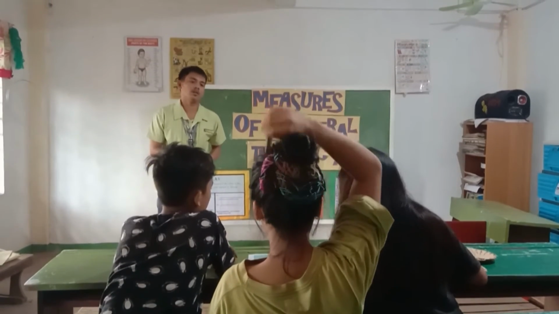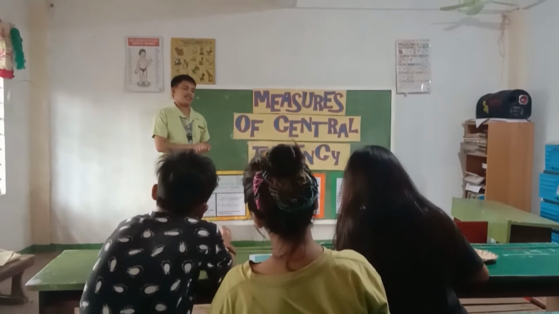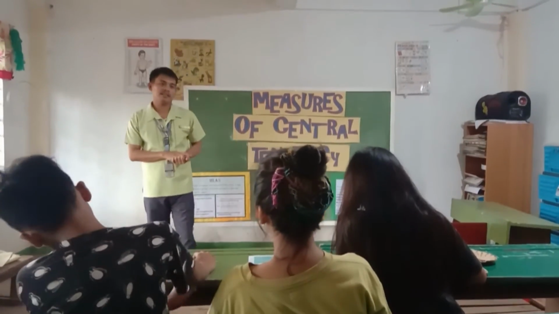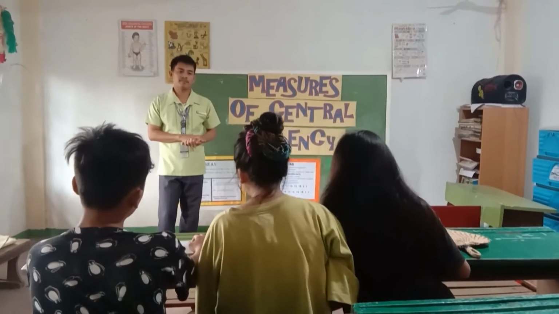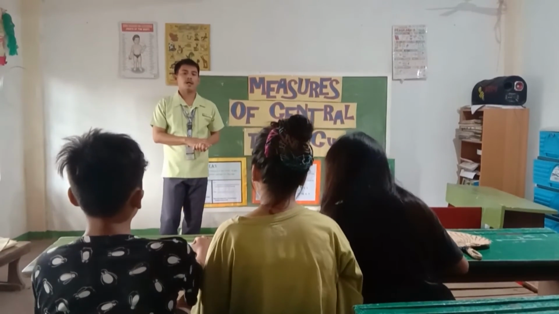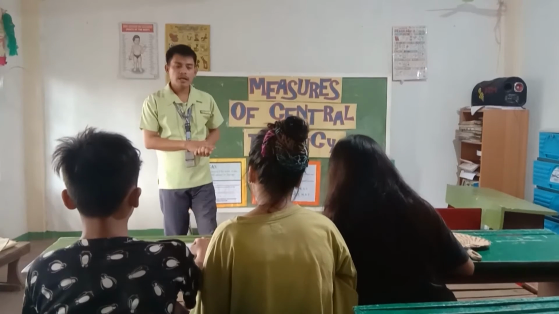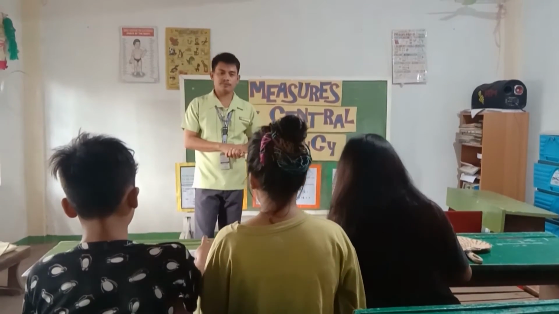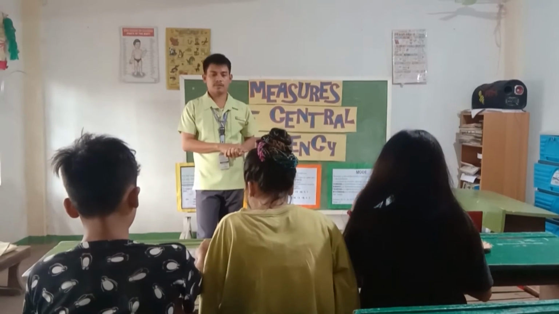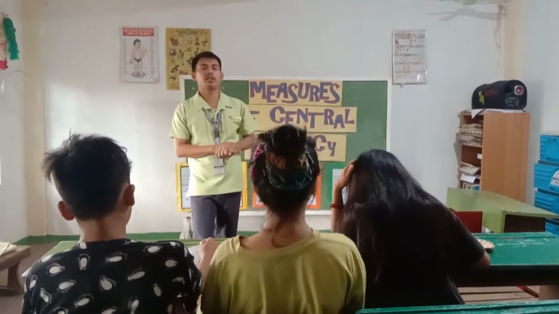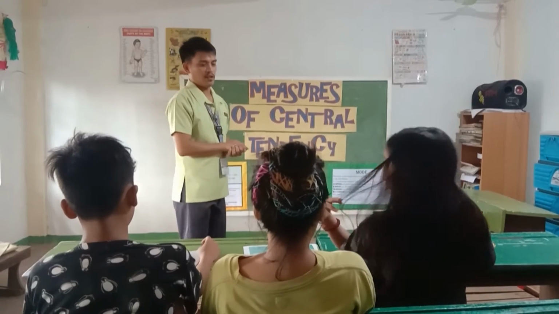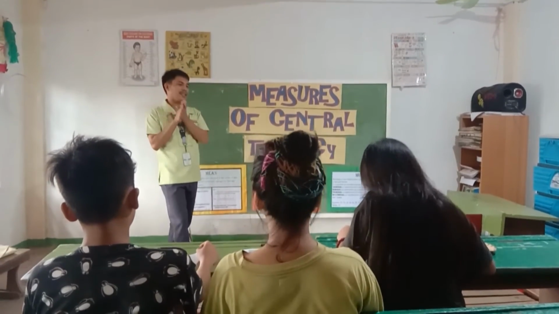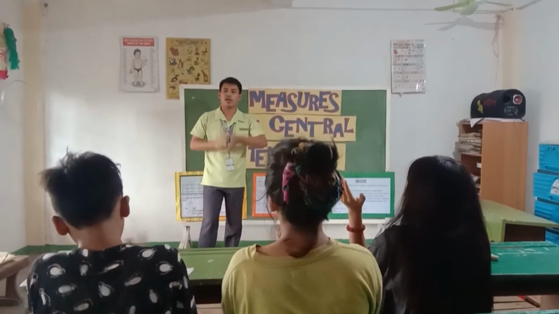Okay. So, what is your mean? 17.2. What about your median? 18. What about your mode? 24 and 18. So, what type of mode is that? Bimodal. Okay, bimodal. Very good. Okay, class? Because of that, give yourselves 10 claps. 1, 2, 3, go!